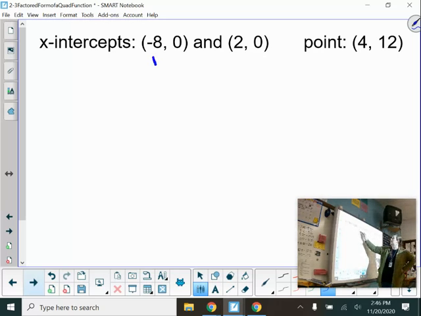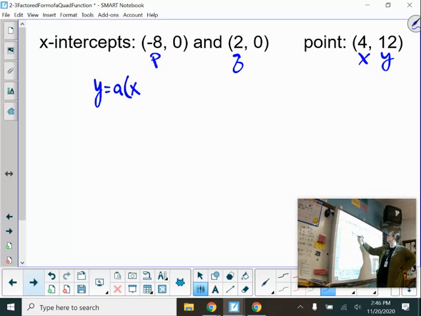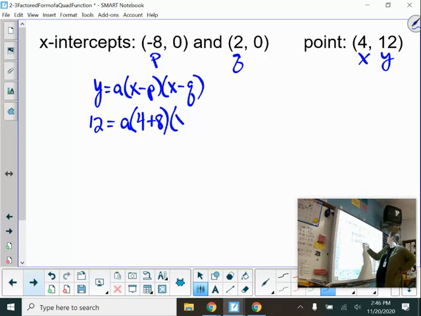Again, I'm going to let my -8 be my p, my 2 be my q. 4 and 12 are going to be my x and y respectively to solve for a. So I have 12 equals a times 4 minus -8 times 4 minus 2. Notice you do use the x value twice. I don't think I really stated that in the last example, but there's 2 x's, so you're going to have 2 of the 4's in the question.